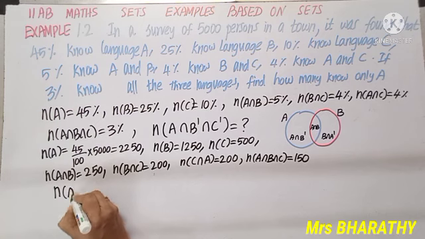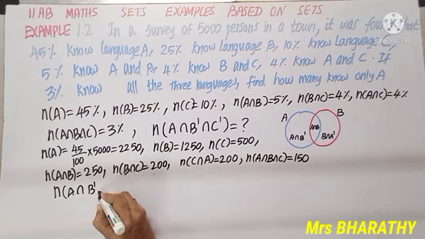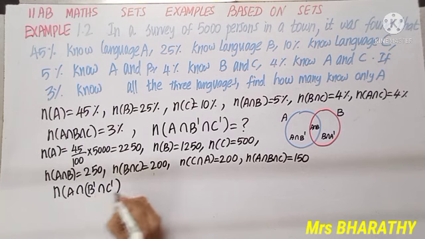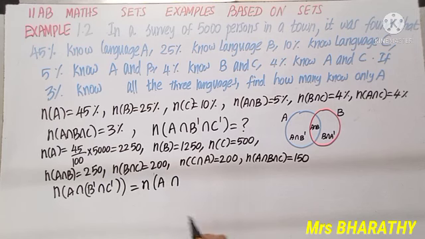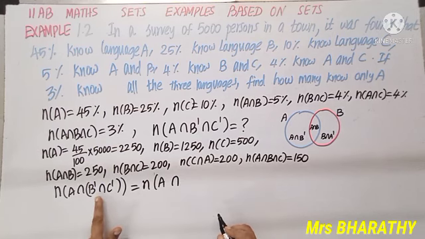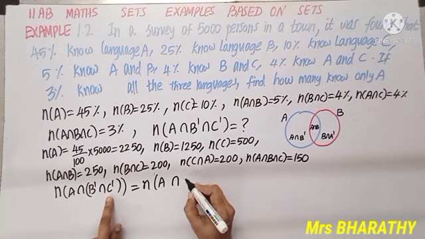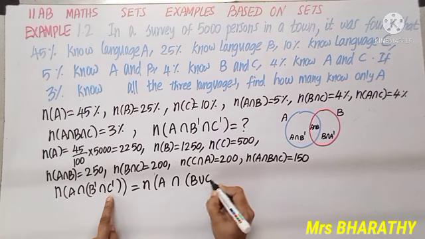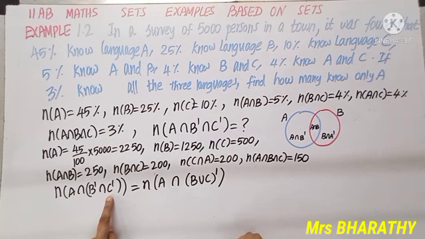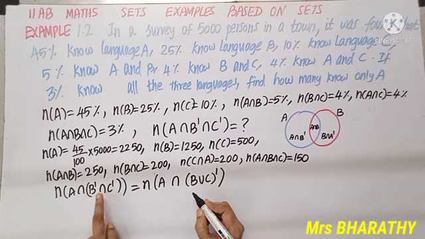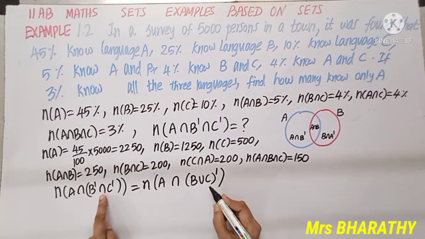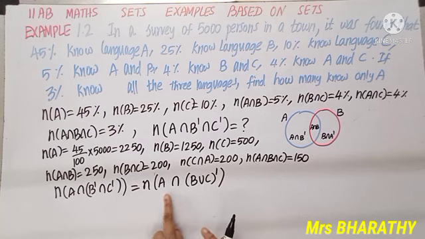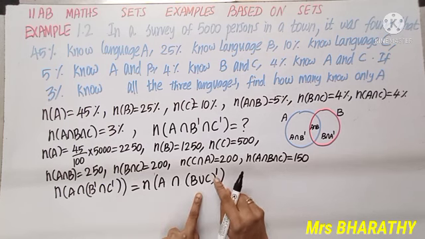So N of A intersection B dash intersection C dash can be rewritten as N of A intersection B dash intersection C dash, which is nothing but B union C the whole dash. Here intersection comes, we'll put union and the whole dash, that is De Morgan's law. Now how to find A intersection some set dash?